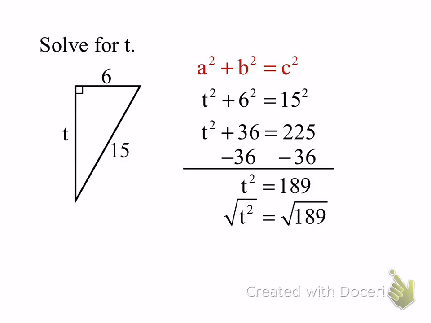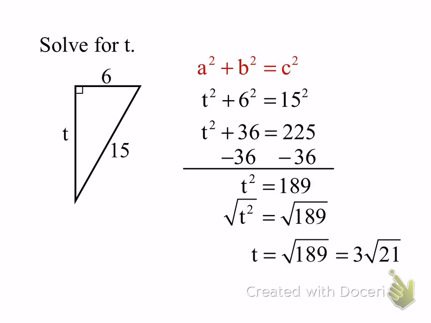9 times what? 9 times 21. So what radical would that reduce to? 3 rad 21.